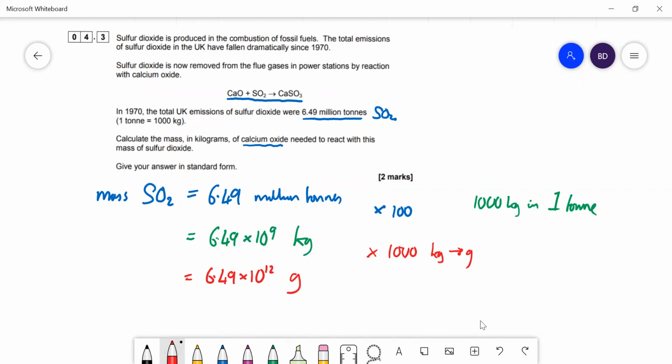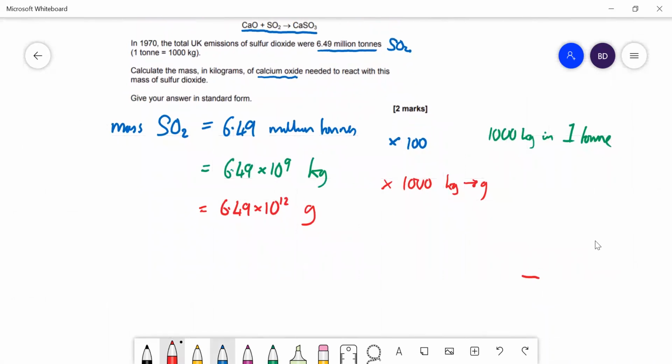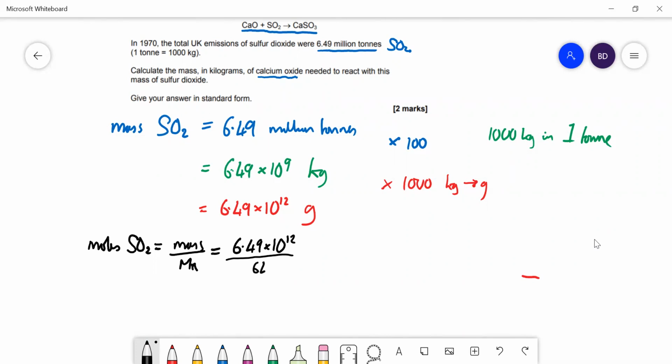Now we've got our mass in grams, we're in a position to work out the number of moles. So moles of SO2 is equal to mass over Mr. Right, the mass in grams is 6.49 times 10 to the 12, divided by the Mr of SO2, which is 64.1. That gives us 1.0125 times 10 to the 11 moles. Just always work in standard form, leave the numbers in your calculator.